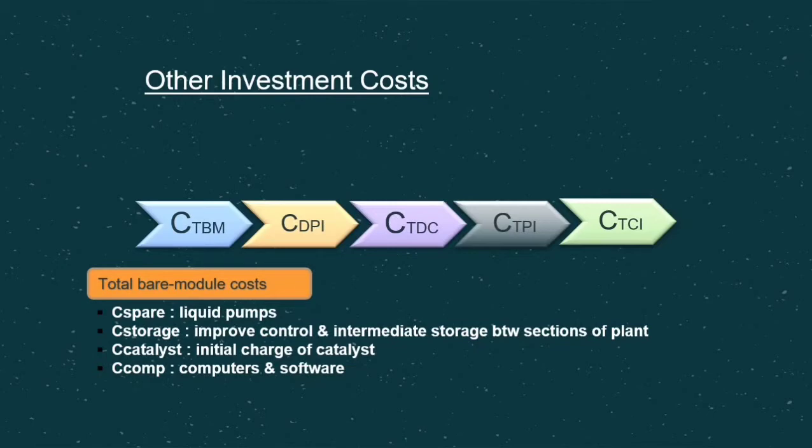between sections of the plant. And the third one is C catalyst, which is the cost of the initial charge of the catalyst, and the last one is C comp, which refers to the cost of computers and software such as alarm and control system.